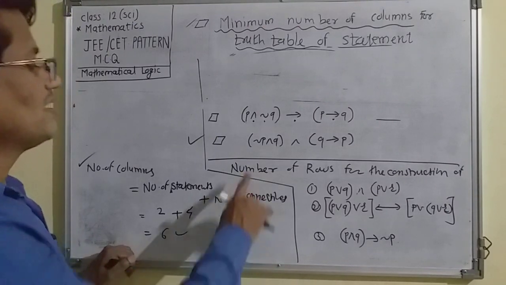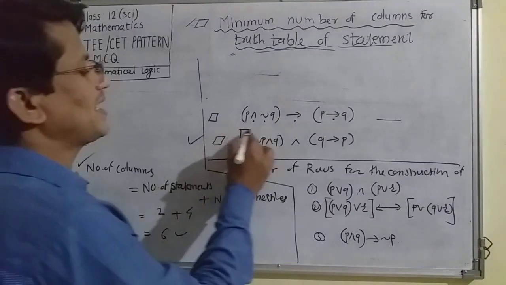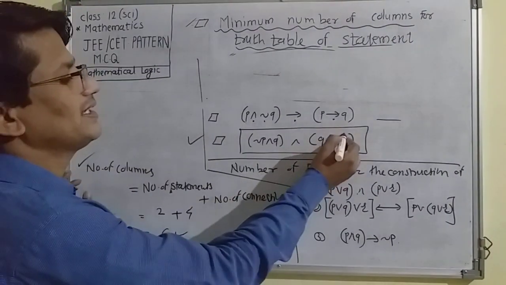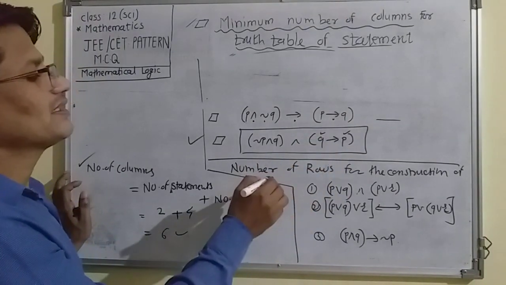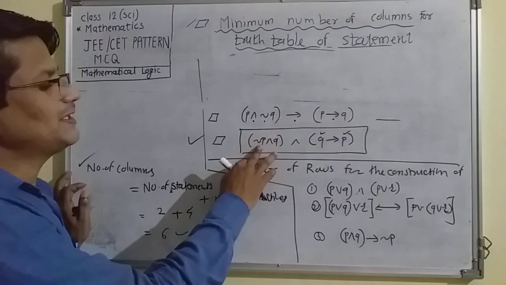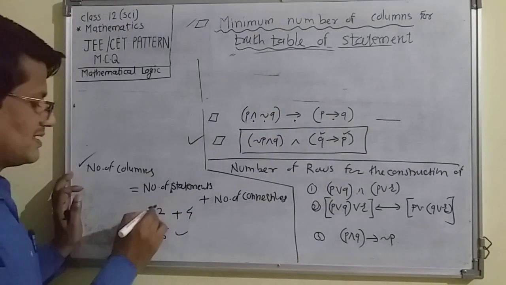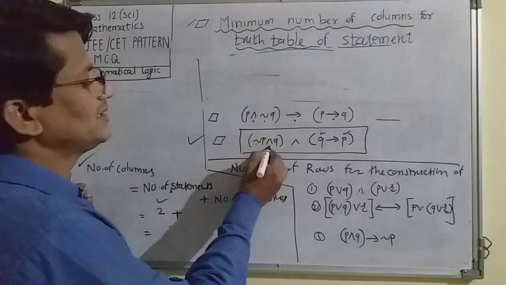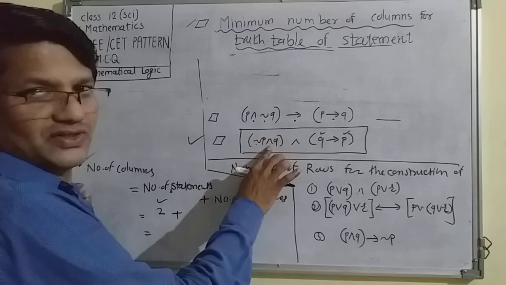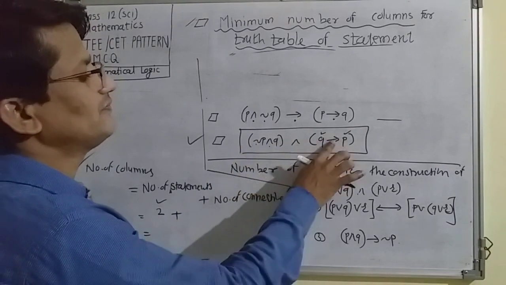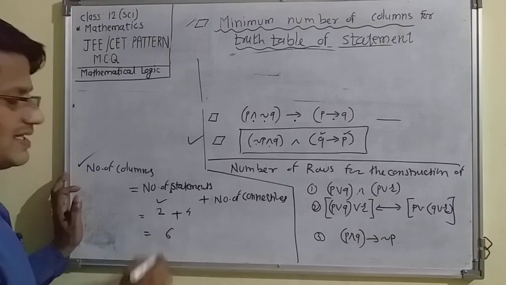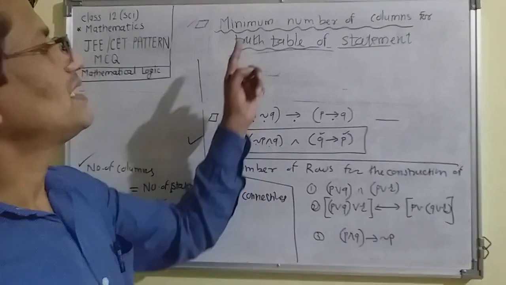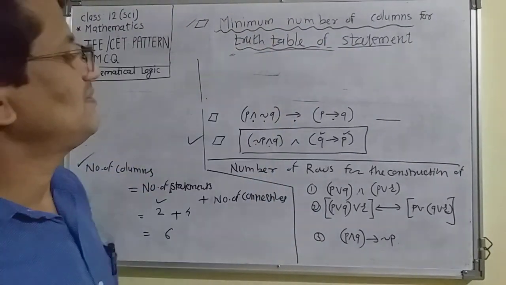See here. For this statement pattern, how many statements are here? P, yes. Q, yes. Negation, don't take negation P. Negation Q, only 2 letters are here, just 2. And now connectives. How many connectives are here? Negation 1, here 2, and this is also a connective, 1, 2, 3, 4. 4 plus 2, 6. Hence, this statement pattern also has a minimum number of columns, 6.